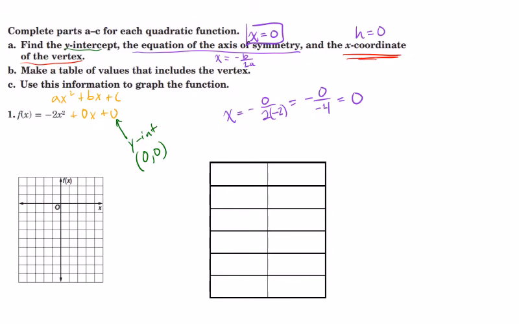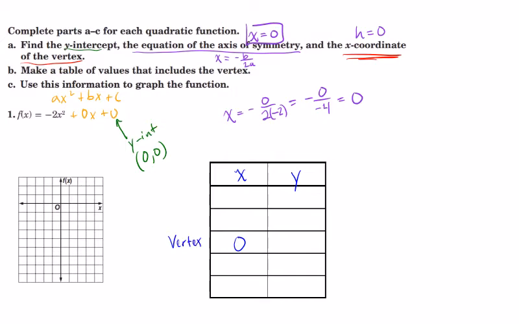Okay, so now it says make a table of values that includes the vertex. So here what I'm going to do, I have x and y, right? So I want to pick some x values. I'm going to definitely start with the vertex. So I'm going to put that in the middle. We usually have 5 values, so we put the vertex in the middle. And then we pick 2 points on either side.